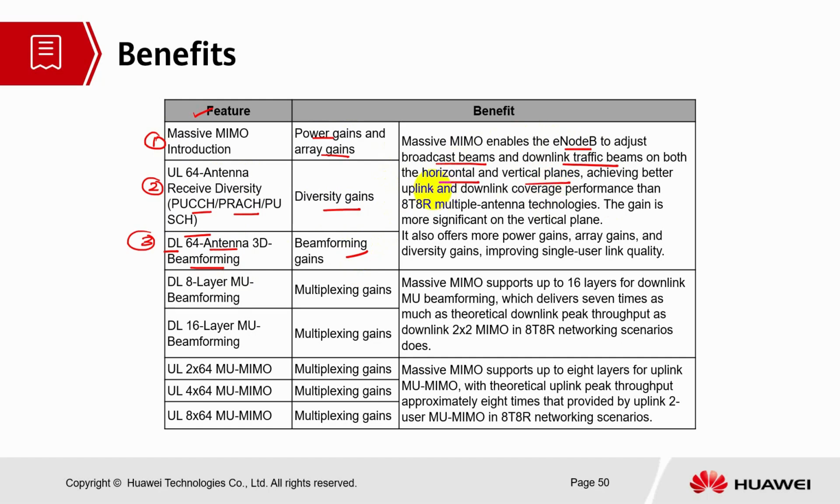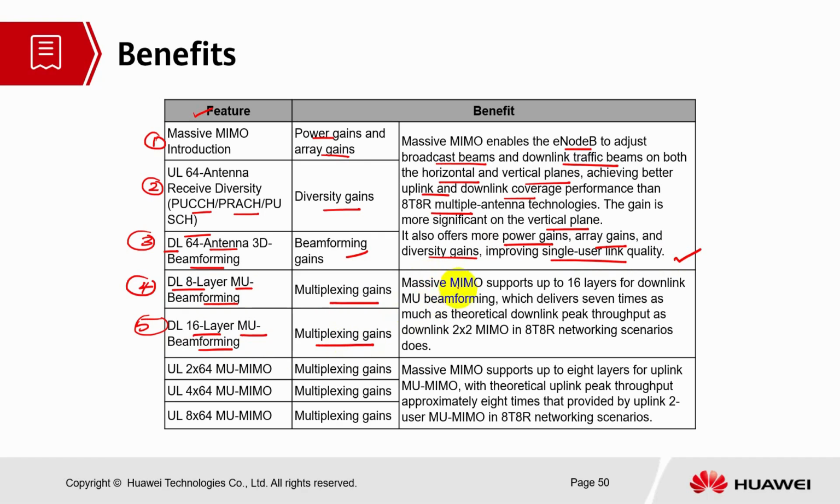So this will achieve uplink and downlink coverage performance better than the 8T8R multi-antenna technologies. The gain is more significant on the vertical plane. It also offers more power gain, array gains, diversity gains and improves single user link quality. If we are using the feature of downlink 8 layers and multi-user beamforming, it will improve the multiplexing gain. And if you are using the downlink 16 layer concept with multi-user beamforming, it will improve the multiplexing gain.